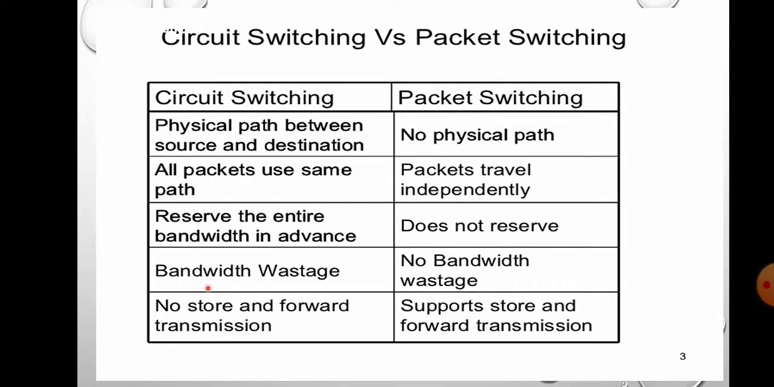Since we are using a dedicated path as well as reserving the bandwidth, bandwidth wastage will come into the picture under circuit switch network. But in packet switch, on-demand bandwidth is not reserved, so there is no bandwidth wastage. Next, circuit switching has no store and forward transmission, while the packet switching network supports store and forward transmission. So these are the differences between circuit switching and packet switching concepts.